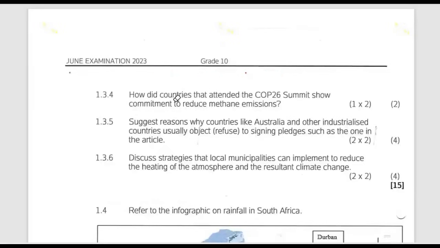The next question is, discuss the strategies that local municipalities can implement to reduce the heating of the atmosphere and the resultant climate change. Right. Municipalities, we can talk of, they can put in place strict laws to control air pollution. They can implement and enact those laws to prevent and reduce the levels of air pollution, and also encourage use of public transport.